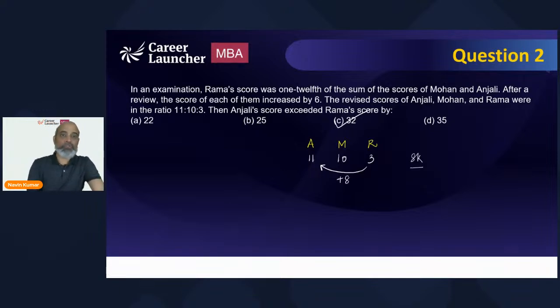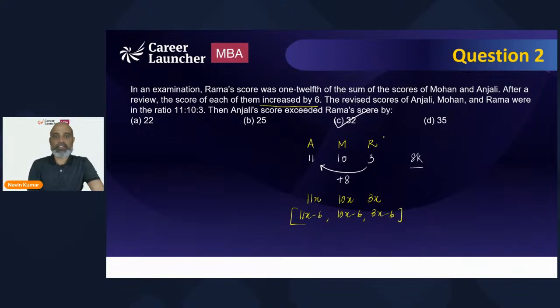Well, the proper approach would be that the scores of Anjali, we can take that as 11x. Mohan, we can take that as 10x. And Rama, we can take that as 3x. Please remember, these are the revised scores, after everybody's score increased by 6. So previously, can we say their scores were 11x minus 6, 10x minus 6, and 3x minus 6? These were their actual scores. What is the relationship between these three scores?